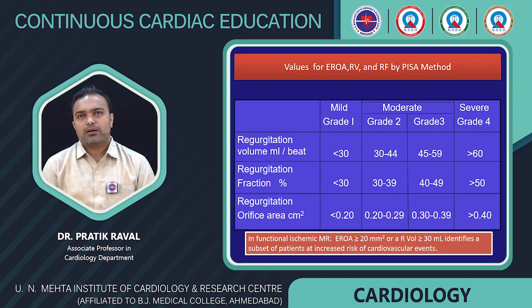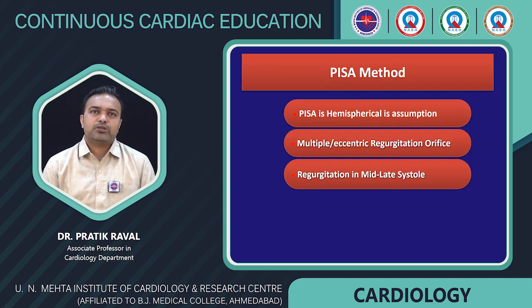So severe MR according to the volumetric assessment by PISA is said when the regurgitant volume is more than 60 ml per beat, or the regurgitant fraction is more than 50%, and when ERO is more than 0.4 centimeters square. There are certain limitations of this PISA method. Here we assume that PISA is always hemispherical, which is not always the case.